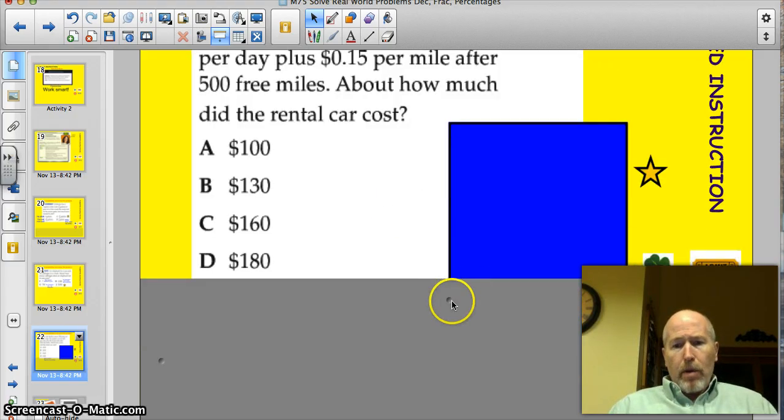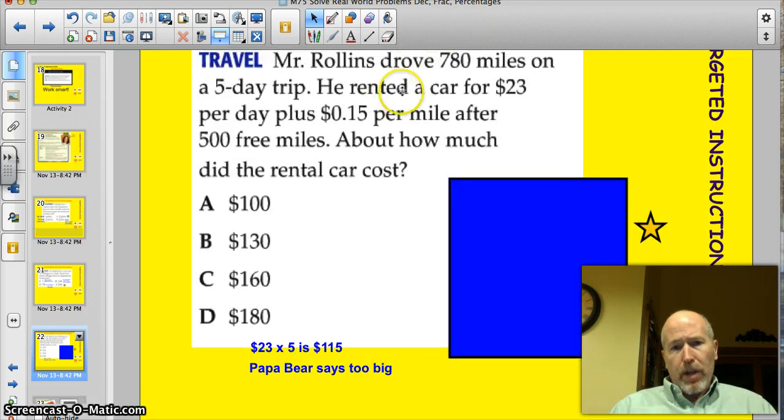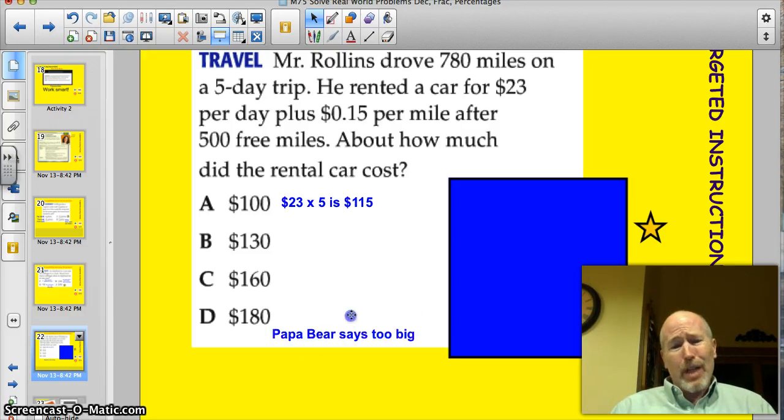All right, let's see. What are my smart remarks on this one? First of all, I'm just thinking about $23 a day. Well, if it's $23 a day just for the car rental, and he has it for 5 days, 23 times 5 is about $115. So A can't possibly be right. Papa Bear thinks this number is going to be way too big too, because it's 15 cents a mile.